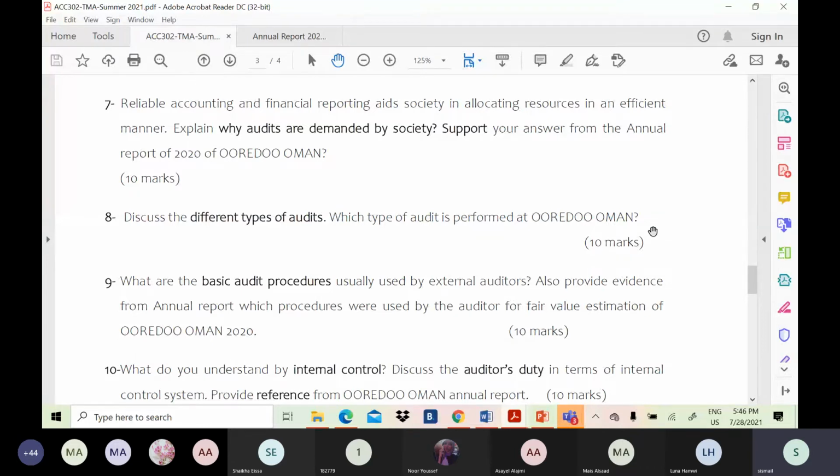So here you have two parts. First, explain the different categories of audits and the auditor. This is from the material. And second, based on reading the auditor report of Ooredoo, try to determine which audit is performed by PricewaterhouseCoopers, the auditor of Ooredoo Oman.